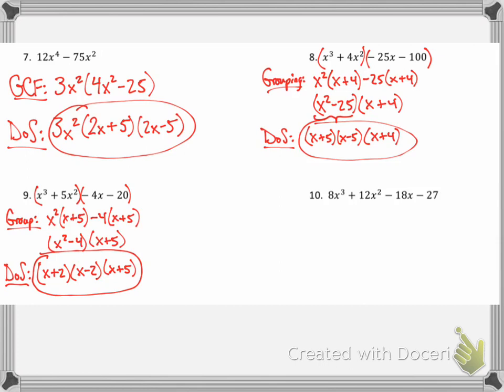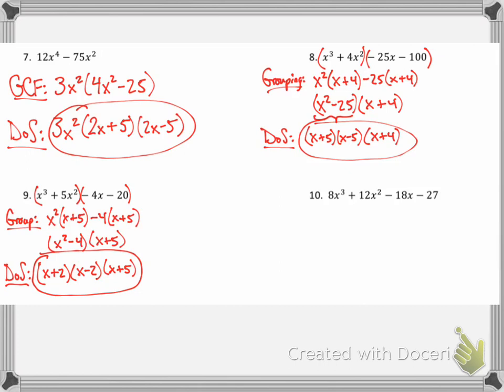Alright, last example we have here looks like number 10. 8x cubed plus 12x squared minus 18x minus 27. So, GCF here, if we take a quick look at this problem, they do all have coefficients above 1, but we'll save some time here. There is no GCF. It looks like you could try to divide something out of everything here, but you can't.